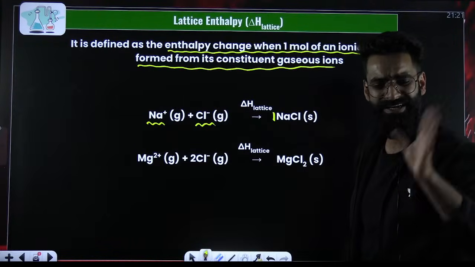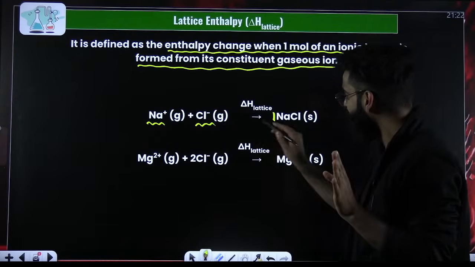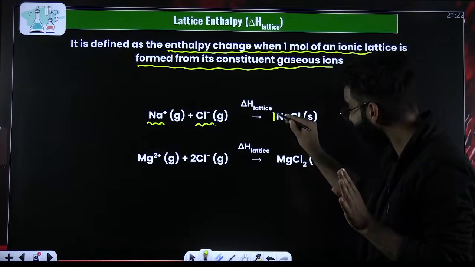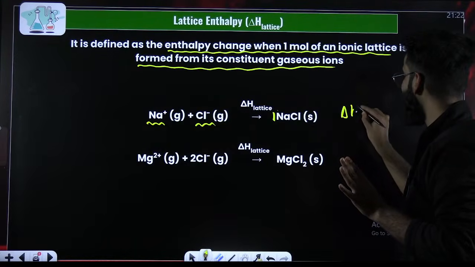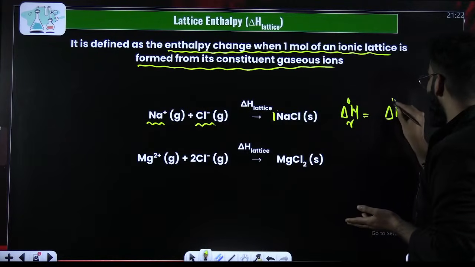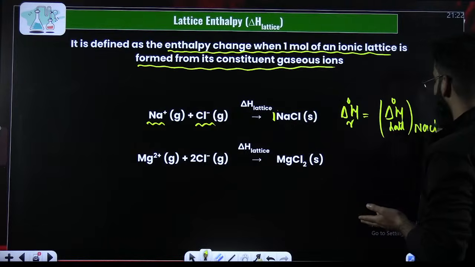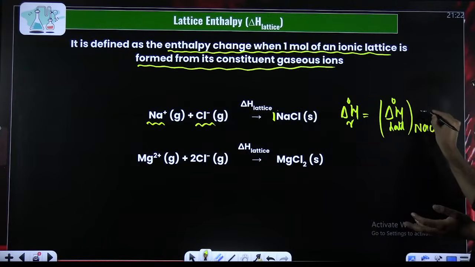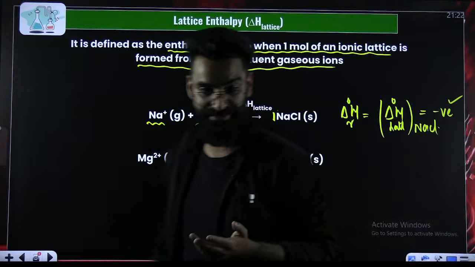Whenever there are attractions, energy is released, right? Perfect. So, when 1 mole of ionic lattice is getting formed from its constituent gaseous ions, the amount of heat released in this particular case is what I call lattice enthalpy, of NaCl. And in this case, is the value going to be positive or negative? The value is going to be negative because energy is released.